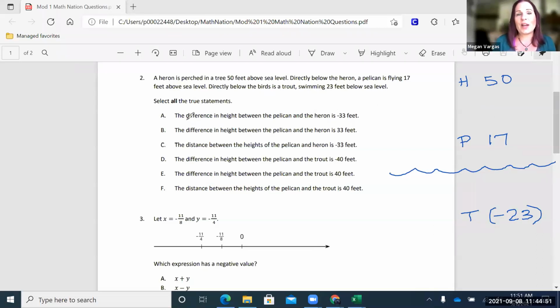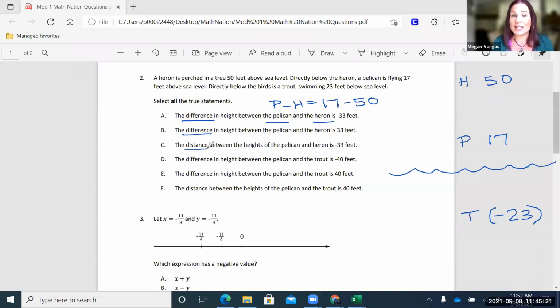When you're asked to find the difference, that means I want you to do straight subtraction, right? So if it says the difference between the pelican and the heron, you are doing the pelican minus the heron, right? So in this case, that would mean 17 minus 50. If it asks you for the difference, same thing, pelican and heron.